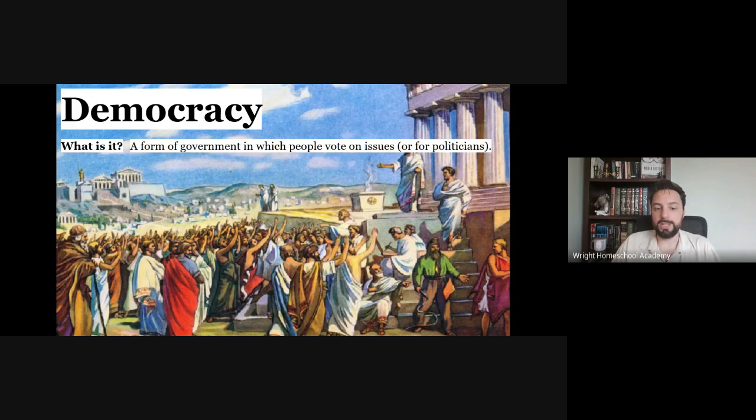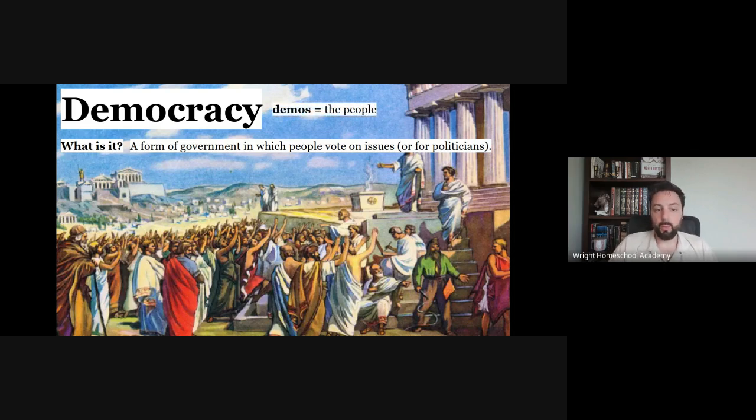So in ancient Athens, for example, you can see pictured here, it was a small enough place that they could do the former. People would gather together and just vote on the issues. But nowadays, of course, we live in countries with millions, tens of millions, sometimes hundreds of millions of people living in them. And that's just not practical anymore. We can't all get together and cast individual votes on every single issue. So instead, we vote for politicians.